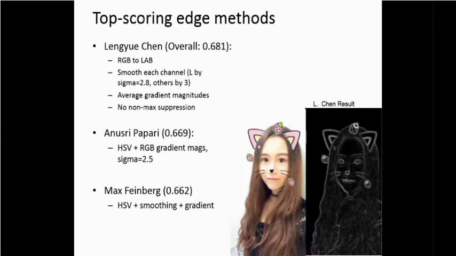Others used HSV space. I have to say that smoothing and finding gradients in hue is kind of a weird thing because it's a circular space. So 1 and 0 are both red, and you'd get the strongest gradient between a red and a slightly different shade of red. But sometimes things still work out. These are just 3 of the top methods that I'm listing here. They mainly use different color spaces.